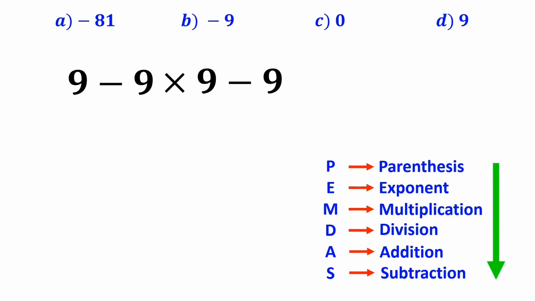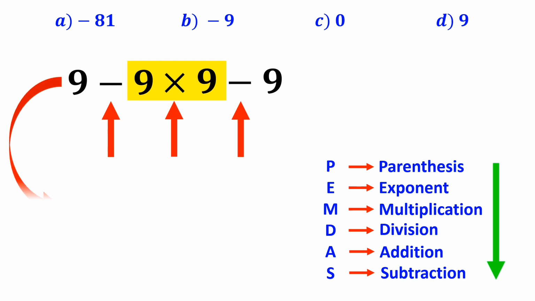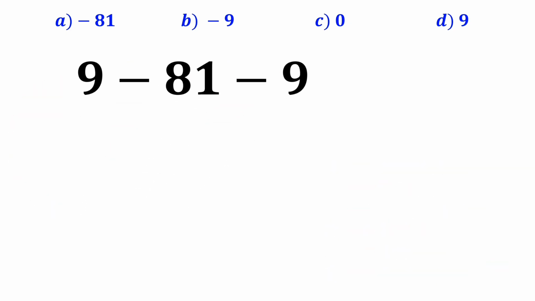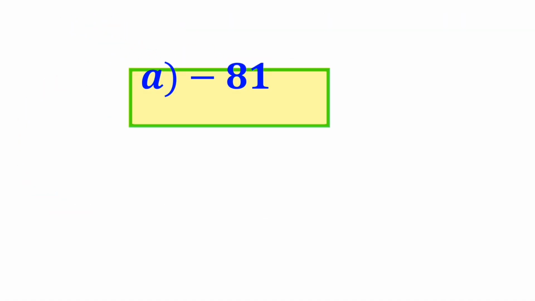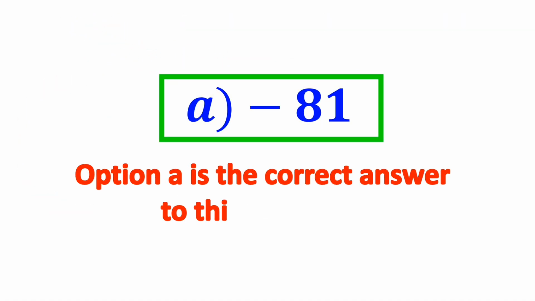Okay, as you can see in the image, in this expression we have one multiplication sign and two subtraction signs. We must start with multiplication because multiplication has a higher priority than subtraction. So, we can write this expression as 9 minus 81 minus 9. In the next step, we calculate 9 minus 81, which equals negative 72, and then subtract 9. Finally, the value of this expression is negative 81. Therefore, option A is the correct answer to this question.